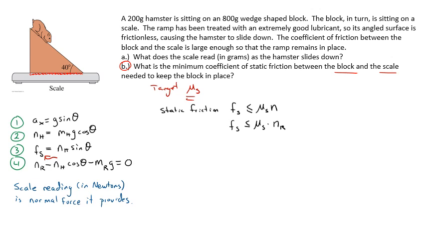So now we just need to combine everything together. I've got this equation for Fs less than or equal to mu s times nr. And so I will just take equation 3 and substitute it in. And we get here nh sine of theta is less than or equal to mu s times nr. Okay. And now we need to also substitute in nh and nr.